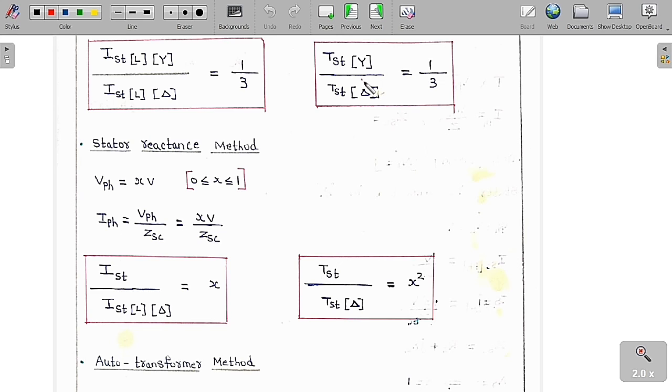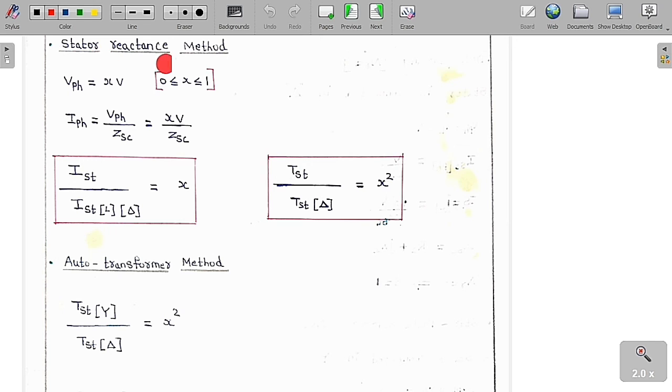Similarly, the starting current with respect to star delta starter is equal to 1 by 3 times the starting current with respect to DOL. So this is a concept that you always have to understand. So now we go for the stator reactance method. Suppose you are going to keep some reactance in the stator, so by using this we are going to reduce the per phase voltage. So V phase is equal to some x times V. So x is going to lie between 0 and 1.